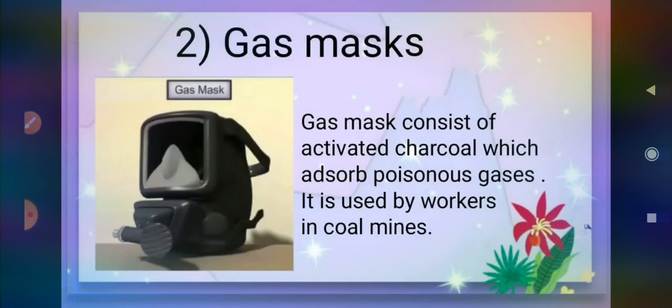Next one is gas mask. Gas mask consists of activated charcoal which adsorbs the poisonous gases. So where are these gas masks used? These gas masks are commonly used by miners, that means the workers working in the mines, because there are poisonous gases like carbon monoxide, methane, etc. in the atmosphere of coal mines. Therefore, these masks help to purify the air for breathing.